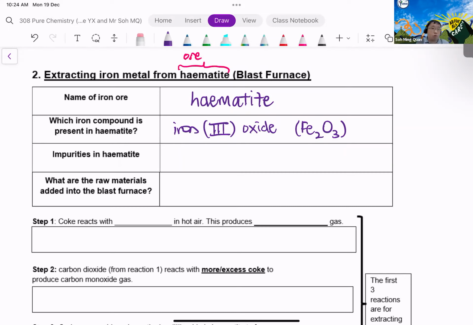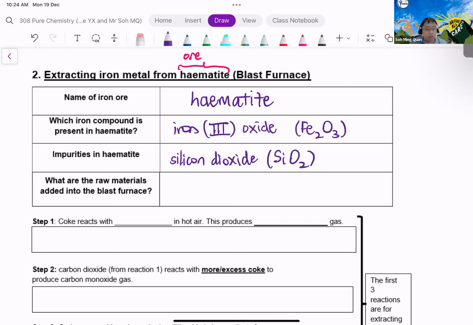Okay, so the next two questions, I'm going to guide you along. What are the impurities in hematite? Now, hematite obviously is a rock, right? It's a rock. The rock is not pure iron(III) oxide. Rocks along the road, obviously it's not going to be pure. It's going to be a mixture of different things. So similarly, hematite must contain impurities. It's a rock. Most rocks, the main impurity is silicon dioxide.